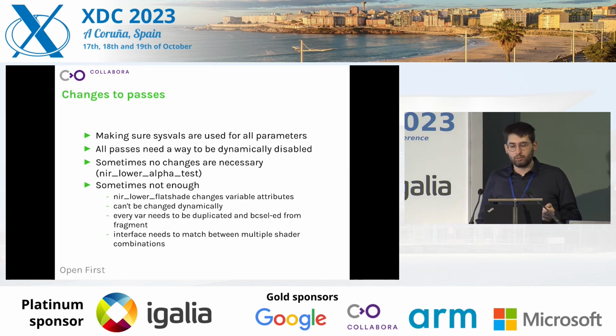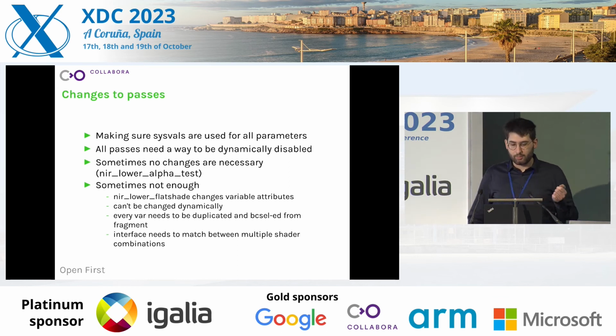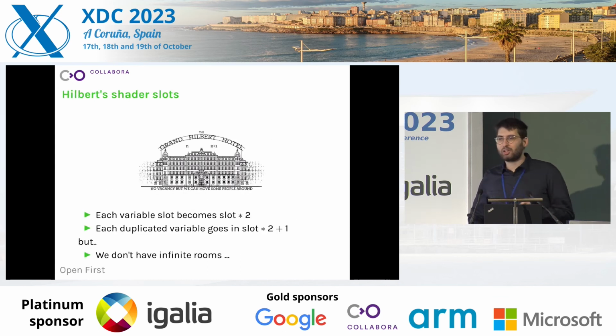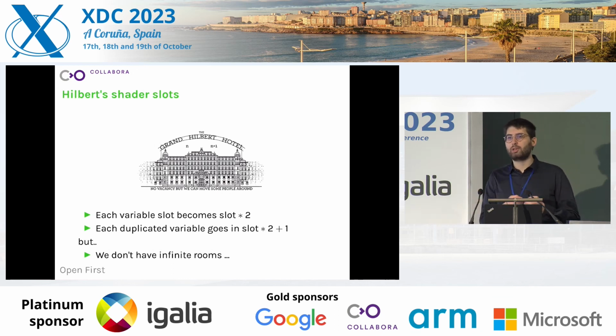It's a very simple NIR pass that just changes some attributes and some variables to achieve flat shading. But this can be changed dynamically. So the solution that I have consists of duplicating variables that need to be flat shaded and having different attributes in the copies so that we can then select between them in the fragment shader. This is where it gets funny, because there are rules about interface matching, and they're such that you can't really predict what the fragment shader will look like.